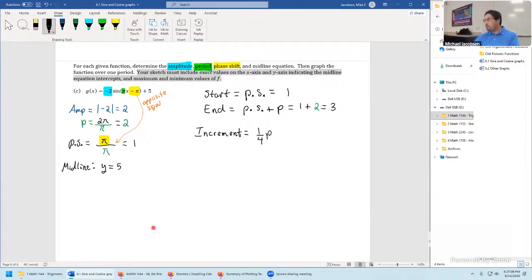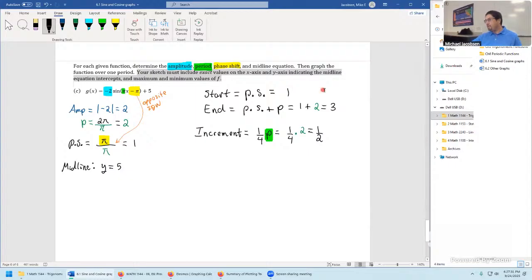It's 1/4 of the period, which means it'll be 1/4 times 2, reducing to 1/2 altogether. Our information is slightly incompatible, and we'll see in the next section where this gets a little bit tougher.